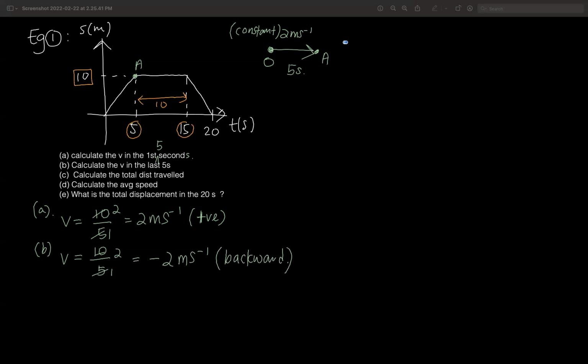The last 5 seconds, sloping down, your velocity is a minus. That means it moves backward. Minus 2 m/s. Back to the starting position. How long does it rest at point A? Rest for 10 seconds. Then after 10 seconds at point B, it continues to go back and travel backward.